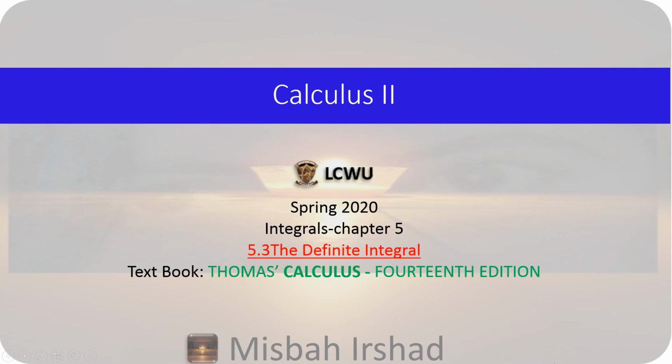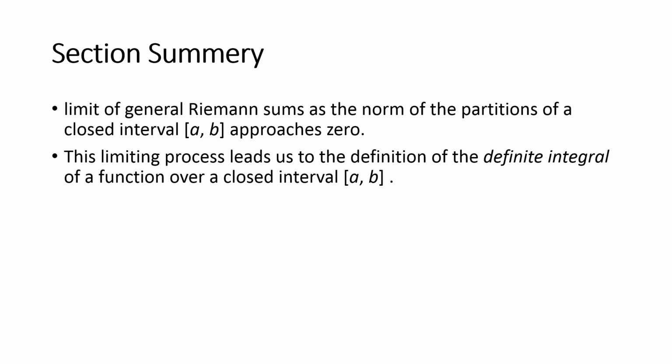Today we are going to start a new topic in chapter 5, which is about the definite integrals. It covers section 5.3 of the chapter. So chapter 5 continues. Let's have a look at the summary of the section. In this section we are going to try to find the limit of general Riemann sums as the norm of the partition of closed interval [a, b] approaches 0. And secondly, this limit process allows us to define the definite integral of the function over a closed interval [a, b].